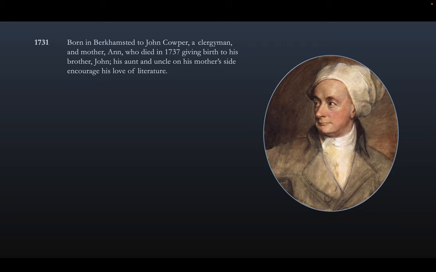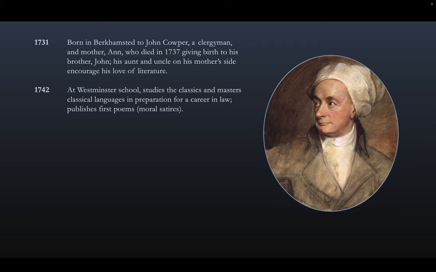And the absence of a mother figure had a major impact on his life. He wrote about it later, and he later developed a relationship with a woman named Mary Unwin. We'll talk about her in a little bit, and she fulfilled that role in many ways. His aunt and uncle on his mother's side encouraged his love of literature and gave him things to read, like Bunyan's Pilgrim's Progress.